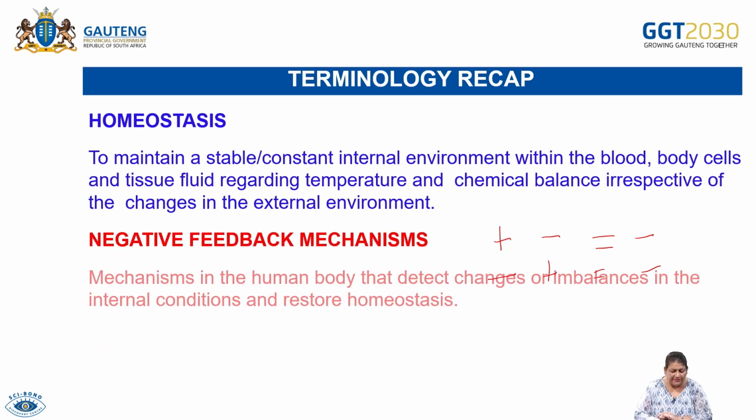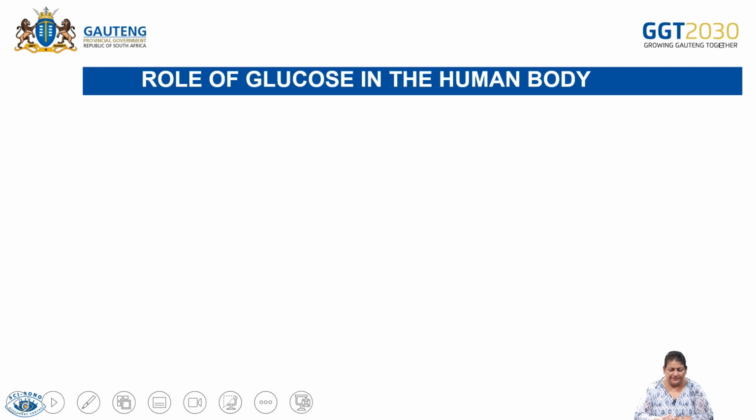So what is a negative feedback mechanism? It's mechanisms in the human body that detect changes or imbalances. It's a mechanism that can see there's a change or an imbalance in the human body, right, internally, and then it will do something to restore homeostasis, to bring it back to constant, to bring it back to be stable. So mechanisms in the human body that detect changes or imbalances in the internal conditions, that is your internal environment, and then they will restore homeostasis, maintain it. That is called a negative feedback mechanism.